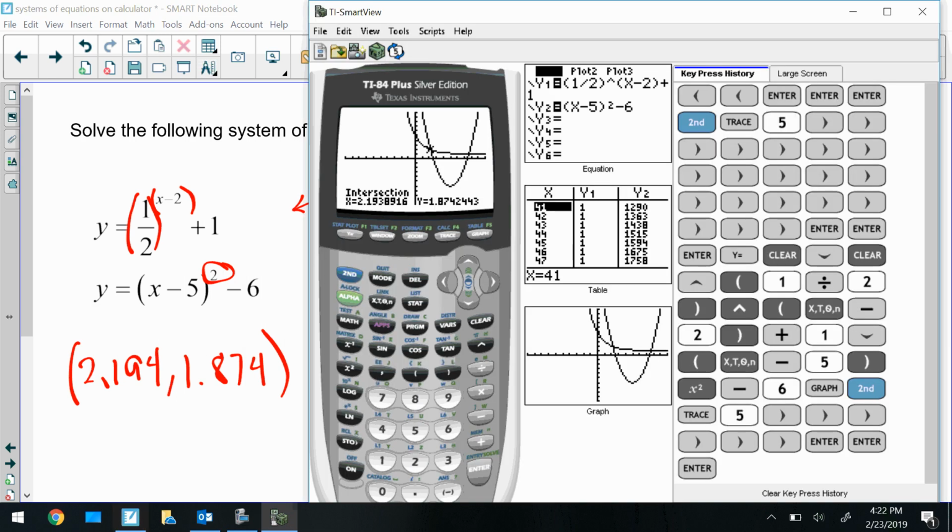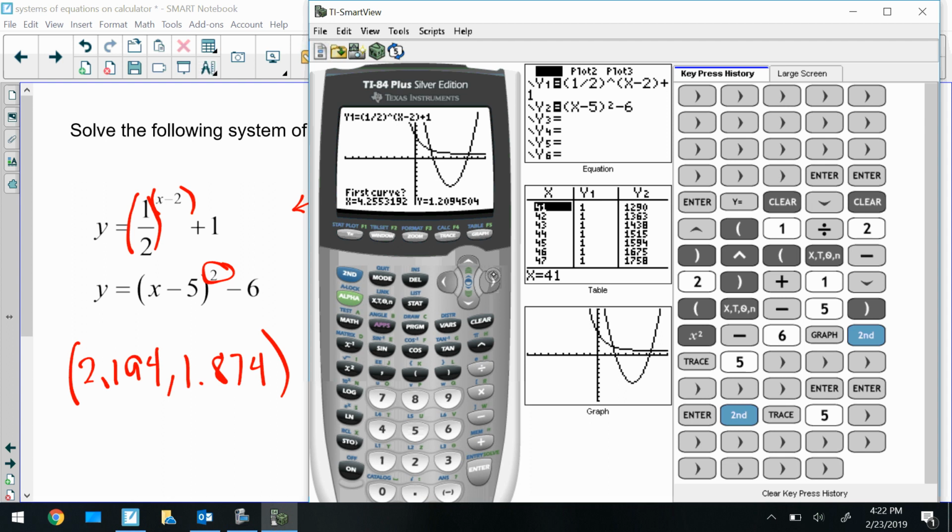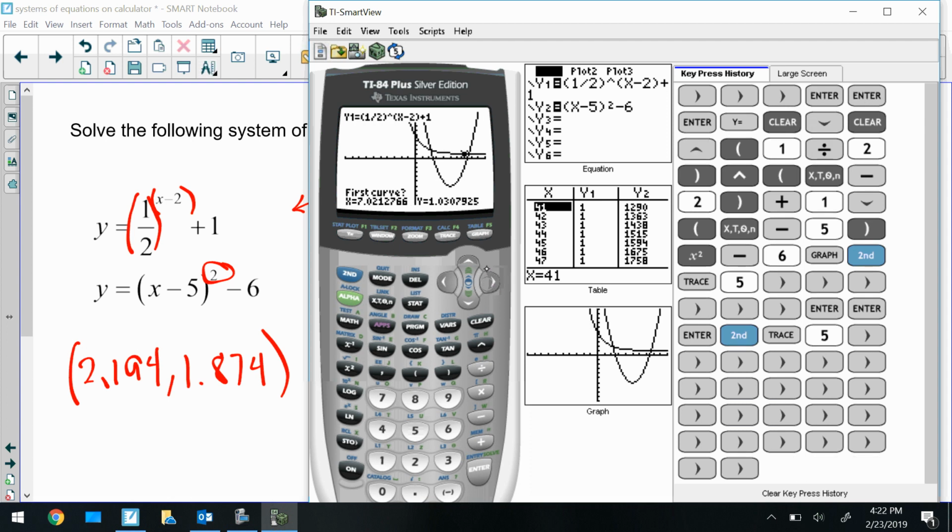And let's go back again. To find the second one, I have to hit second, calculate again, down to number 5, and arrow over closer to the other intersection point. Yes to the first curve, yes to the parabola, yes through the guess, and there's my second.